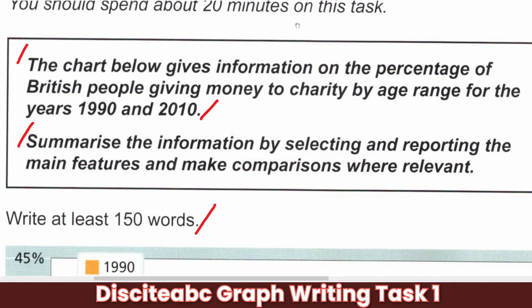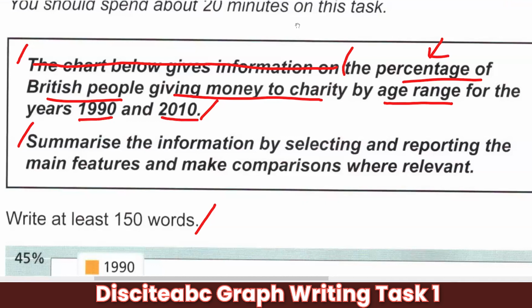So the statement is, the chart below gives information on this part, don't bother much. From here, the real thing starts: the percentage of British people giving money to charity. So we're looking at the percentage, British people giving money to charity, age range, the years 1990 and 2010. So that's our basic information. Percentage of British people who gave money to the charity from different age groups in two separate years, 1990 and 2010. So that's the basic information that we have about the graph.